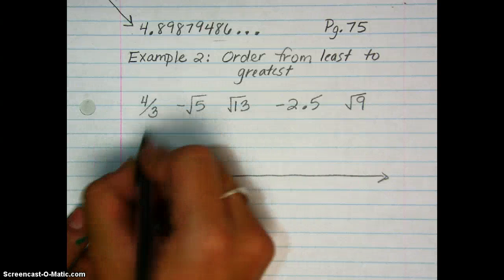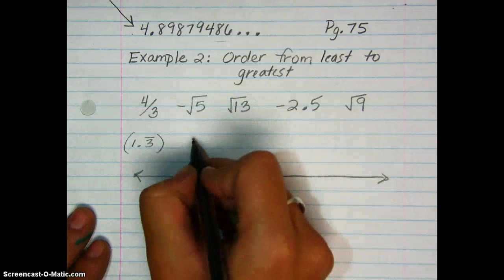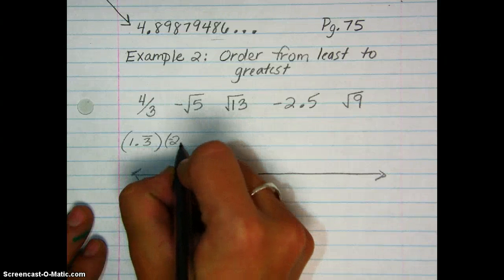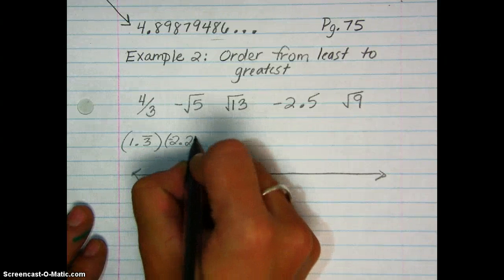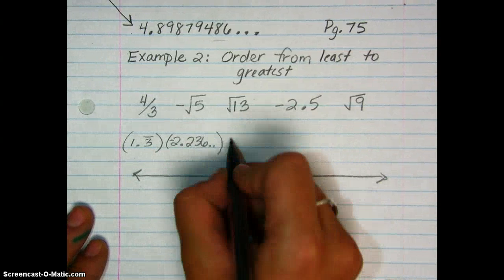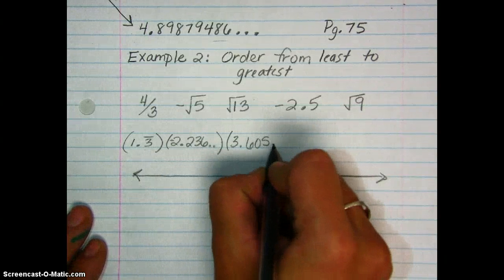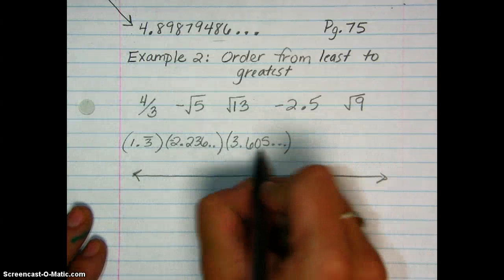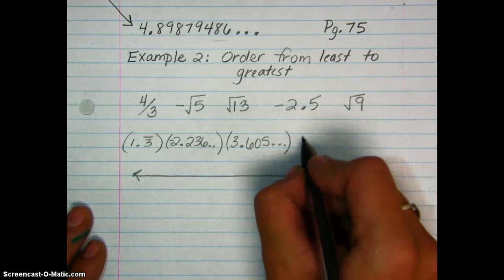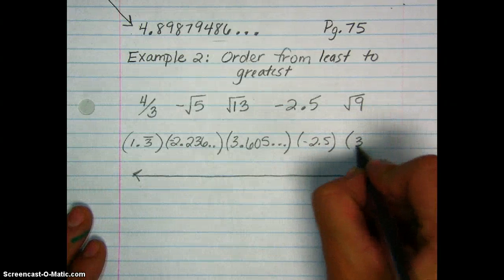So 4/3 as a decimal is going to be 1.3 repeating. Negative radical 5 is going to be an irrational number. It's -2.236 continued. Radical 13 is 3.605, and then that continues with no particular rhyme or reason. -2.5 is already a decimal. I'll just rewrite it here. And then finally, radical 9 is just 3.